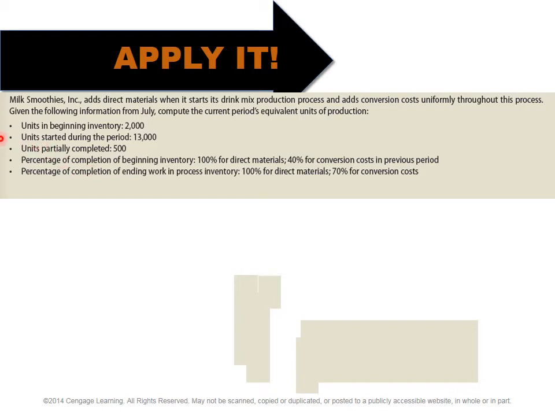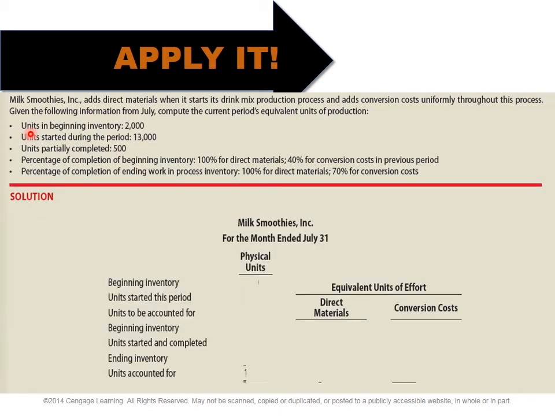Part 2 that's a bit tricky is this says that you started 13,000. It doesn't say you completed them, and that there were 500 partially completed. So you started and completed 12,500. So as I show you the answer on the next chart, this is a good one to go back and study several times because you'll see this on the exam with several different examples.